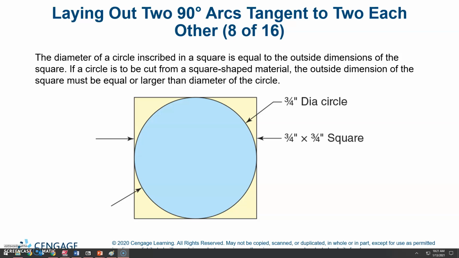The diameter of a circle inscribed in a square is equal to the outside dimensions of the square. If a circle is to be cut from a square-shaped material, the outside dimension of the square must be equal to or larger than the diameter of the circle.